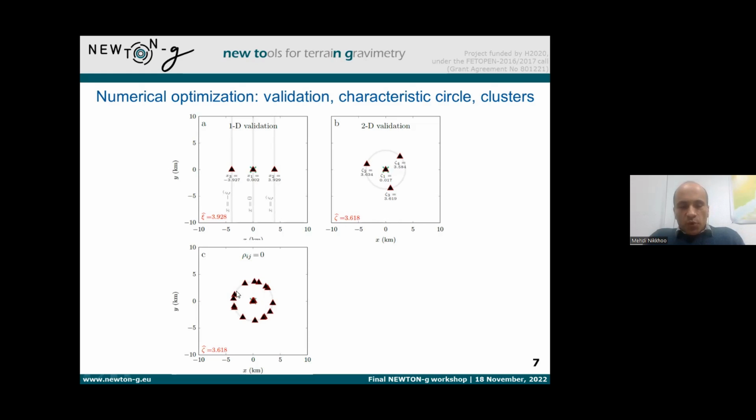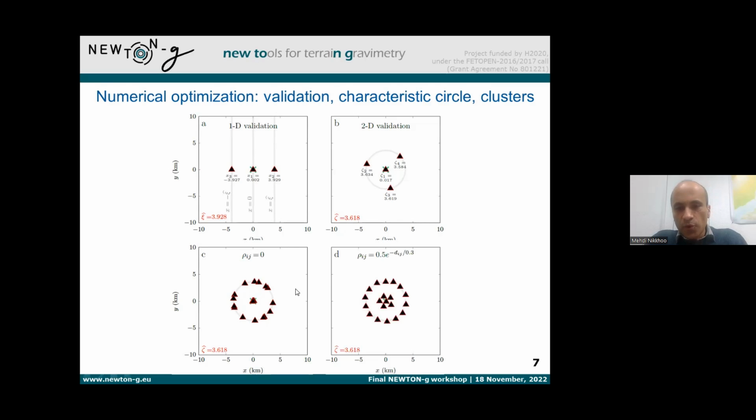Then we do another test. In this case, we use 20 gravimeters, and we are interested in finding the optimal configuration. So we don't have an analytical solution for this one, but it is interesting to see that all of these new gravimeters also fall either on the top of the source or on the characteristic circle. But as it can be seen, here we have several clusters of gravimeters. And by cluster, I mean gravimeters which are co-located.